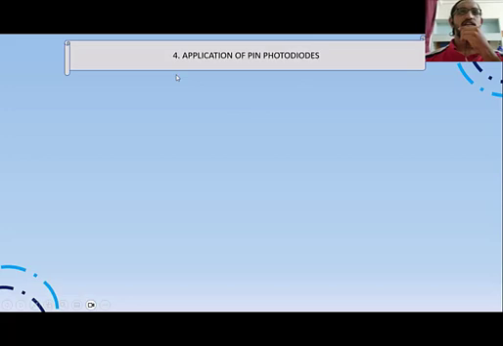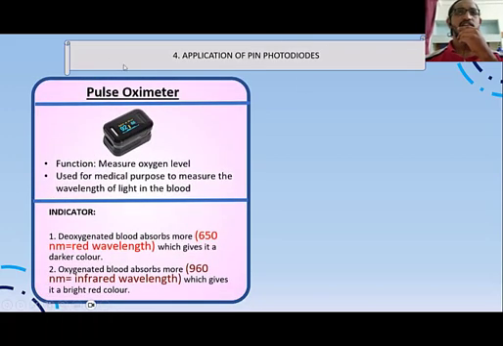PIN photodiodes are widely used and are utilized in several devices in our everyday lives. For example, PIN photodiodes are widely used in medical equipment such as pulse oximeters, which is used to measure the concentration of oxygen in blood. PIN photodiodes are used to measure the different wavelengths of light in blood, which indicates oxygen level. The emitter emits light at 650 nanometers and 950 nanometers in the presence of deoxygenated and oxygenated blood respectively.